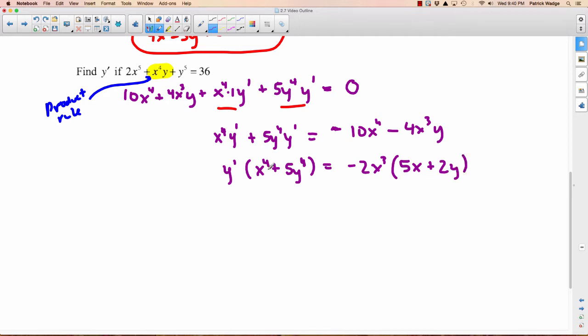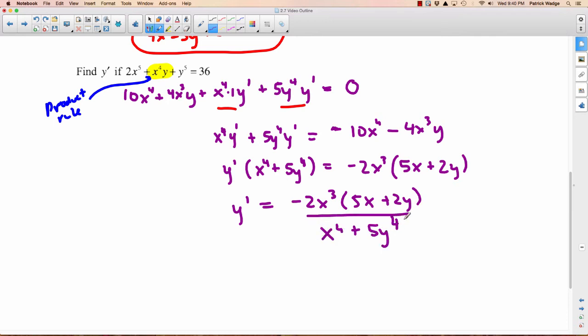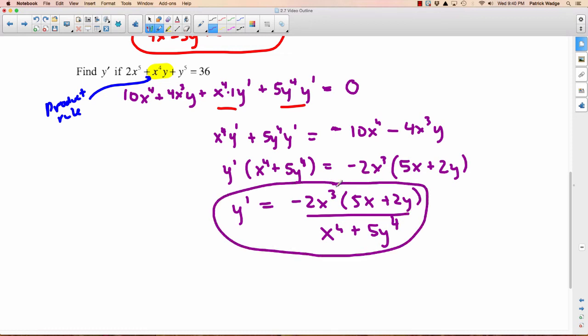Okay? Now the last thing we want to do to get this y prime by itself, since this y prime is multiplying all this, you're going to divide both sides by that. So when you divide this side by x to the fourth plus 5y to the fourth, they'll cancel. You're just left with y prime. When you divide that side, well, you're just going to have the same thing, negative 2x cubed times (5x plus 2y), all divided by this, x to the fourth plus 5y to the fourth. And you are done. This is implicit differentiation.